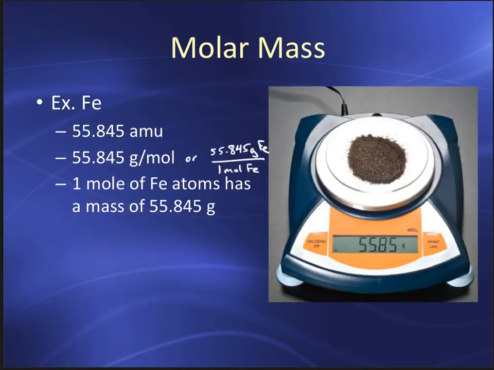Here's just a picture of weighing out 1 mole of iron. If you look at the periodic table and look at iron's weight in atomic mass units, it's 55.845. Well, it's also 55.845 grams per mole. And just so that you are familiar with this and see it, sometimes we will write this as 55.845 grams of Fe per 1 mole of Fe, of iron.